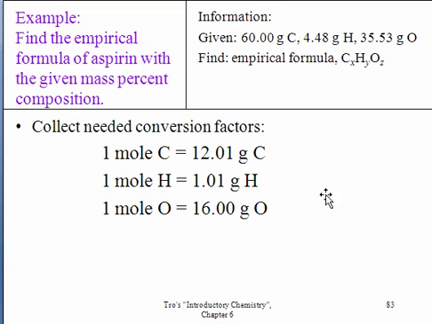So step 2 is to convert our grams that we figured out from step 1 into moles. And we do that by dividing our mass by the molar mass. And these are values that we find on our periodic table. So it's definitely worthwhile to take the time to write this down. 1 mole of carbon, 12.01 grams, etc.